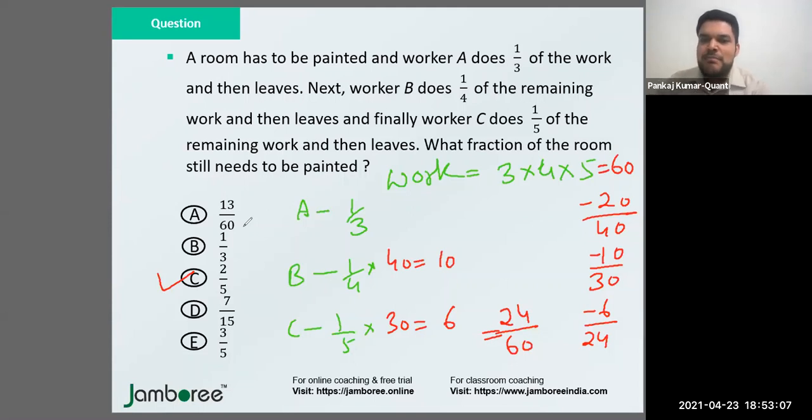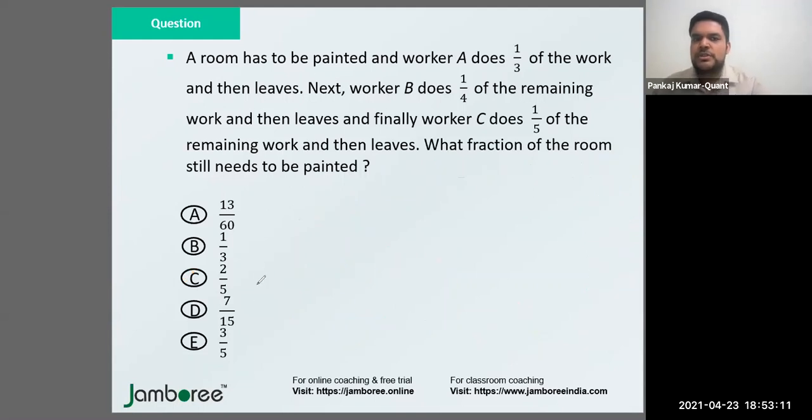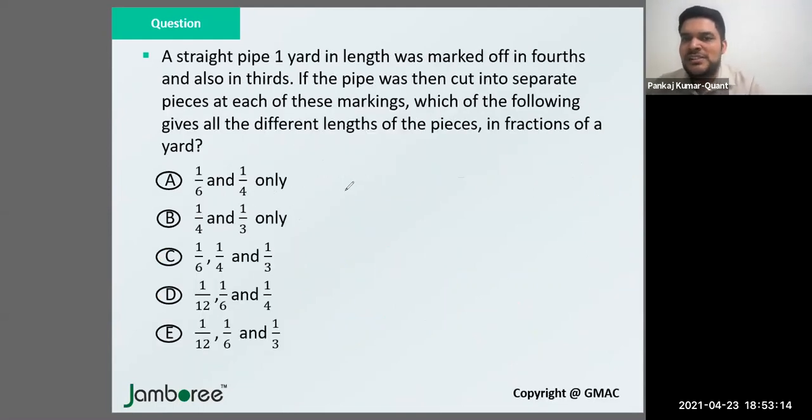And if you apply the same method to another problem, let's take another problem. Let's try and understand how this skill set is going to work in GRE. Let's see. A straight pipe 1 yard in length. Let me take a straight pipe. I'm taking a straight pipe, guys. This is a straight pipe. This pipe is 1 yard in length, was marked off in fourths and also in thirds.